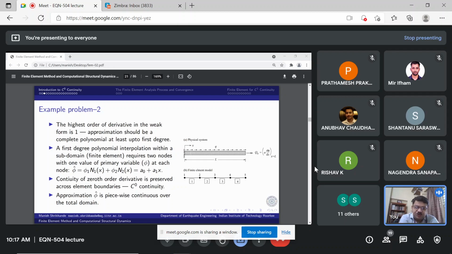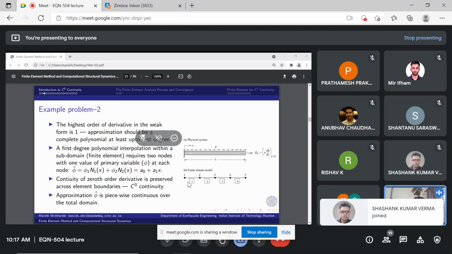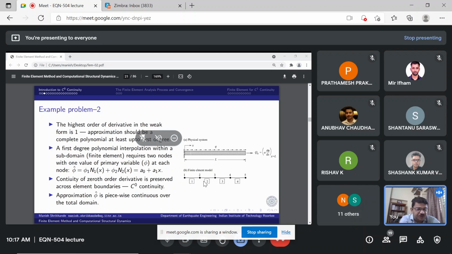There are common nodes between adjacent elements, and the approximation is constructed over each individual element independent of the other element. So the approximation of the primary variable is constructed as an interpolation between the values of the primary variables which are as yet unknown. Considering that the value of the primary variable at node 1 is denoted as phi 1, and the value at node 2 is denoted as phi 2, then the variation of phi within element 1 is assumed as a linear interpolation between phi 1 and phi 2 at node 1 and node 2.